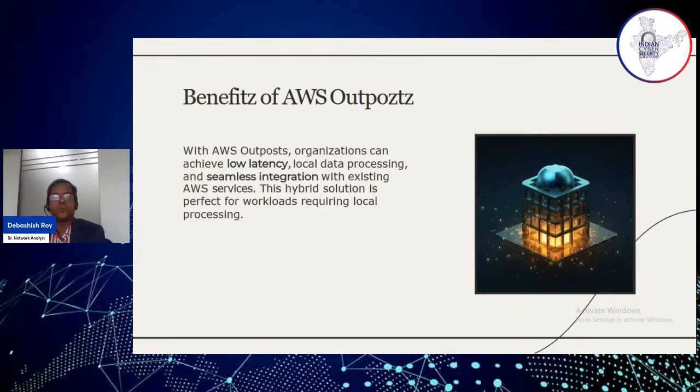Benefits of AWS Outposts: organizations can achieve low latency, local data processing, and seamless integration with existing AWS services. So, all the services here are integrated in the VPN and Outpost. And this hybrid solution is perfect for workloads requiring local processing.